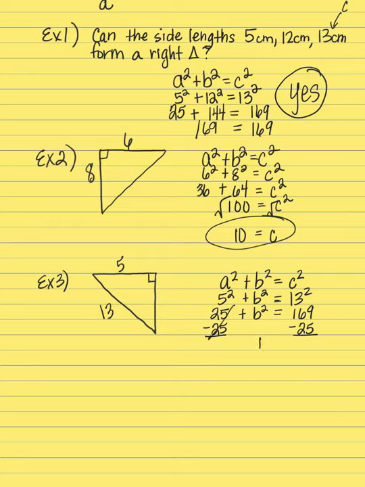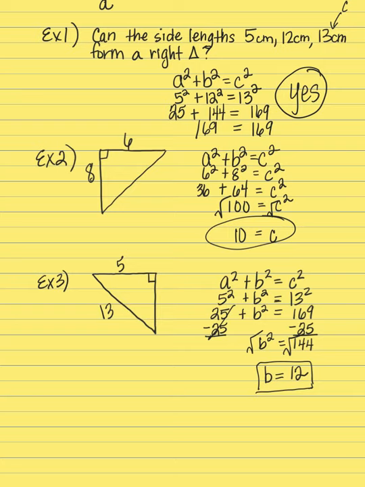Those cancel, and I bring down b squared equals 169 minus 25 is 144. And to do that, I've got b squared equals 144. To do the opposite of square, you square root. And that would leave b equals, the square root of 144 is 12. And so the answer is b equals 12.